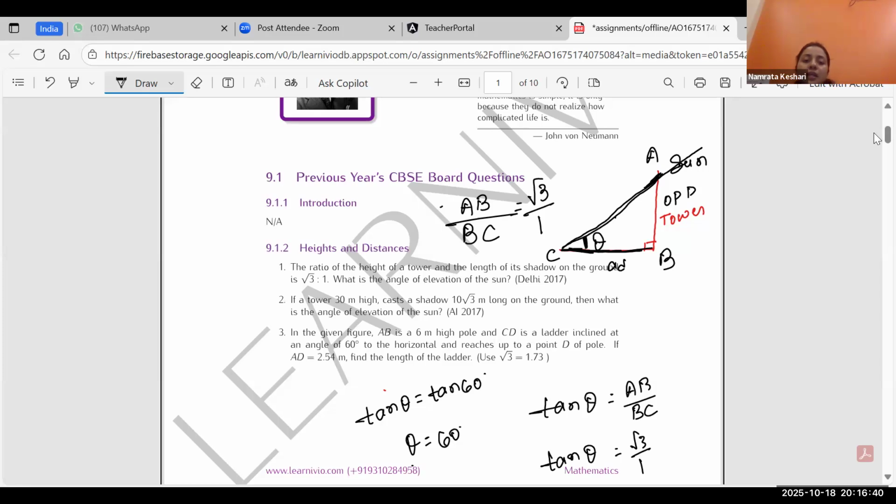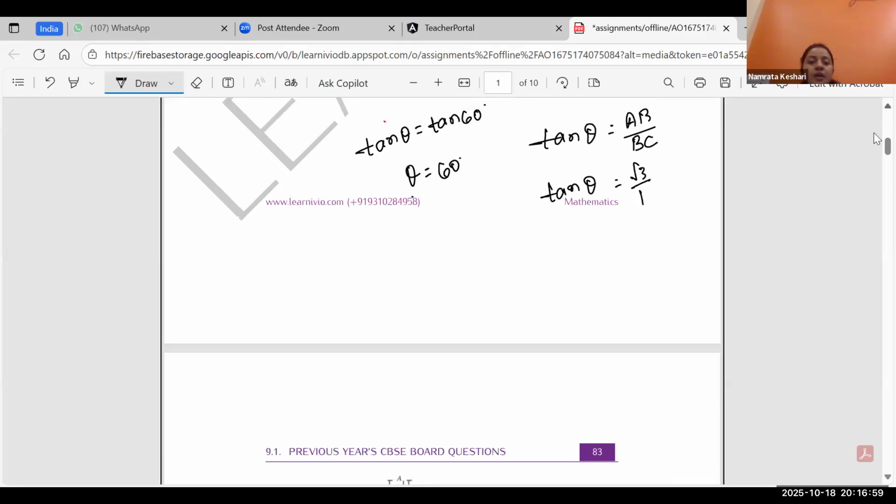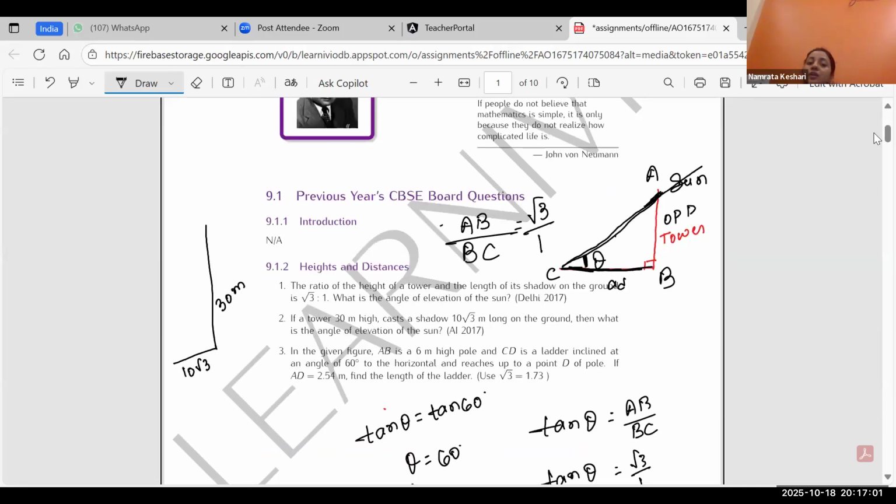Let's do the next one. If a tower is 30-meter high, and casts a shadow of 10 root 3, then what is the angle of elevation? Again, the same question. What is the angle?